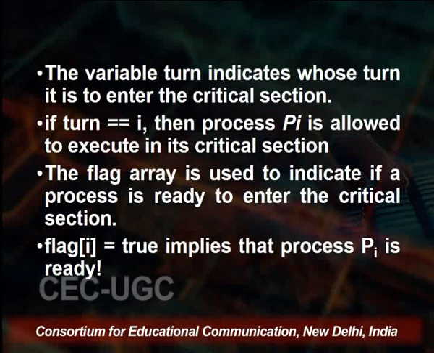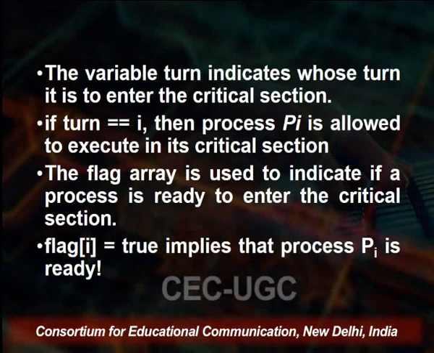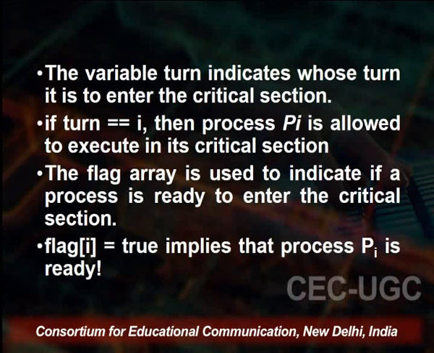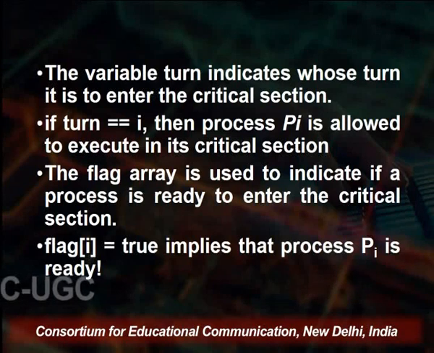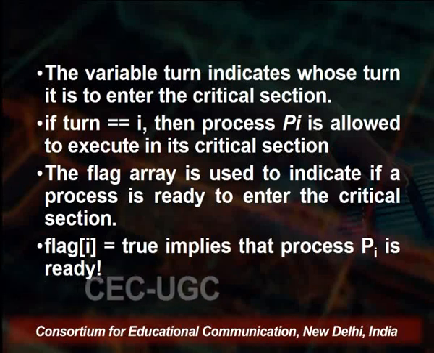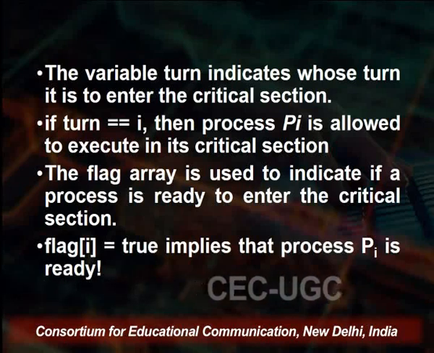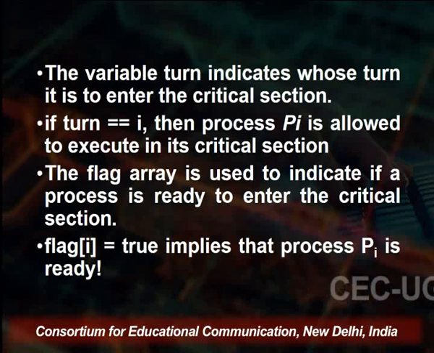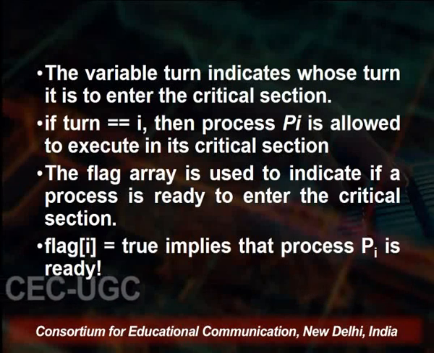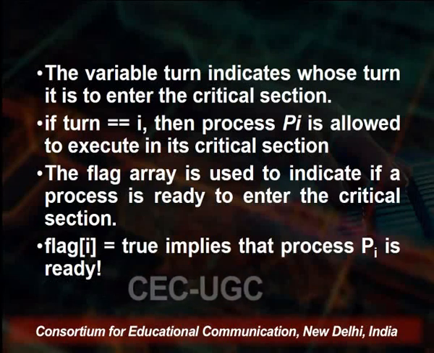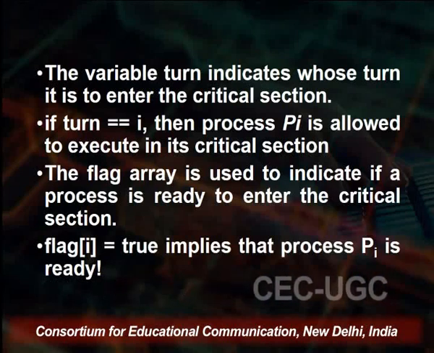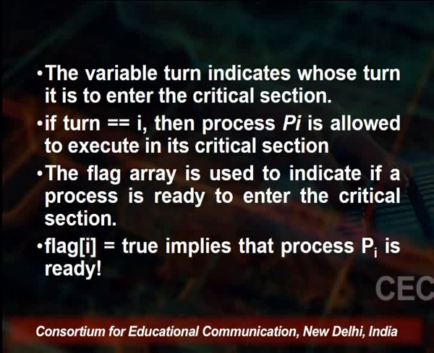So if we say that turn is equal to i, it means that the process Pi is allowed to execute in its critical section, and the flag array is used to indicate if a process is ready to enter the critical section or not. So flag[i] means that the process Pi is ready for entering the critical section.